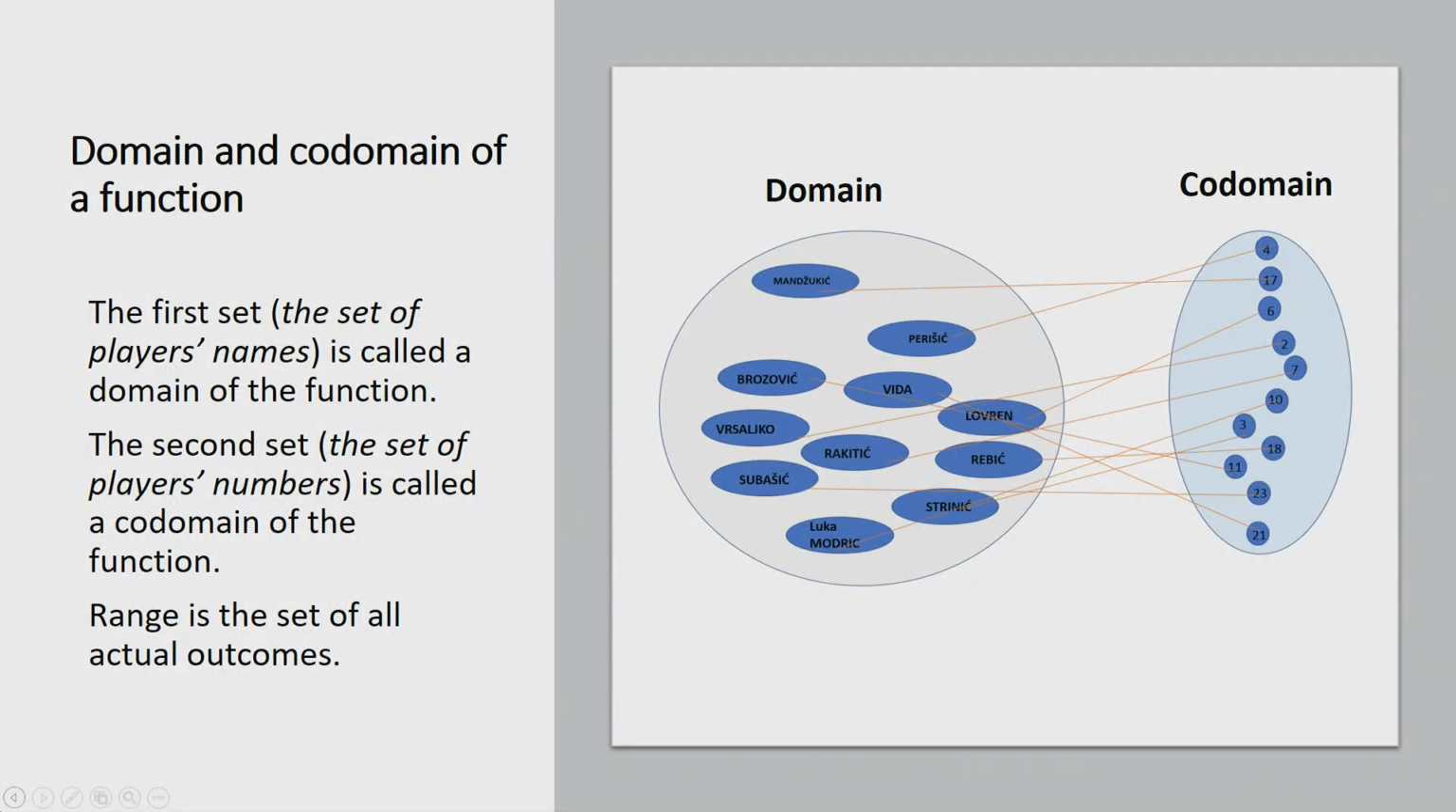We introduce now the domain, codomain, and the range of a function f. The set of players' names x is called the domain of f, whereas the set y of the players' numbers is called the codomain. The element Vida in the domain x is associated to the element 21 in the codomain y. Therefore, we say that 21 is the image of the element Vida. The range of a function is the set of all images f of x. In this case, the set of players' numbers is both the range and the codomain of the function.